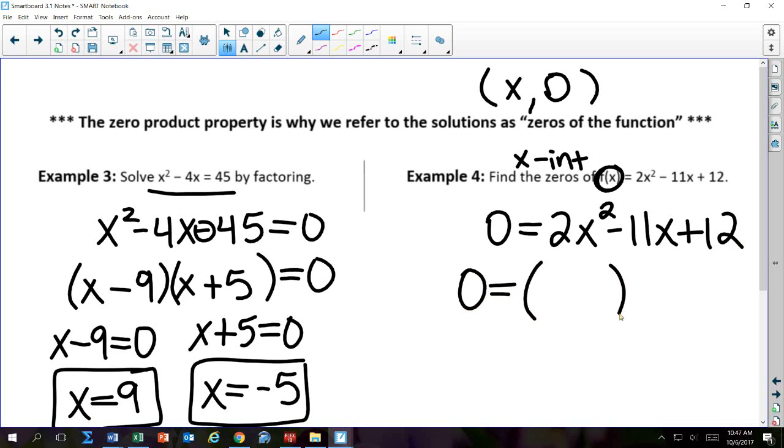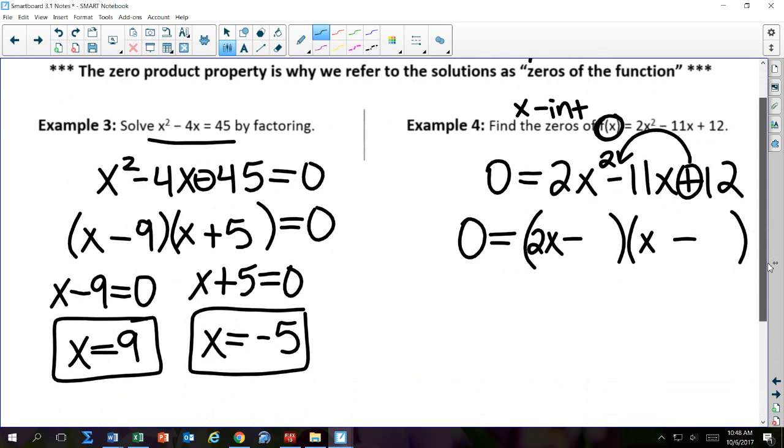0 equals, I see a plus here. Last times last is a positive number. So are we going to have same sign or opposite sign inside the parentheses? Same, right? But if I look back and see that this b value is negative, is it going to be a plus plus or a minus minus? Minus minus, right? We've got a negative b value. Okay. 2x times x is 2x squared.